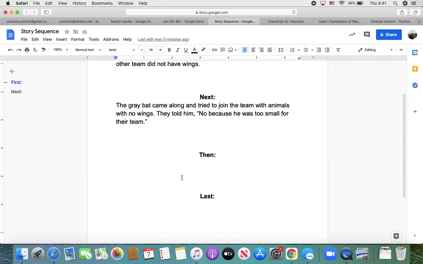But normally, when we see the problem where the bat is out of place, we then see steps that the problem is usually solved. So then is usually the steps the character takes to solve its problem, and last is usually at the end of the story whether the problem is solved or not solved, and the audience figures out what happens. But let's talk about ways that the bat tried to fix his problem.